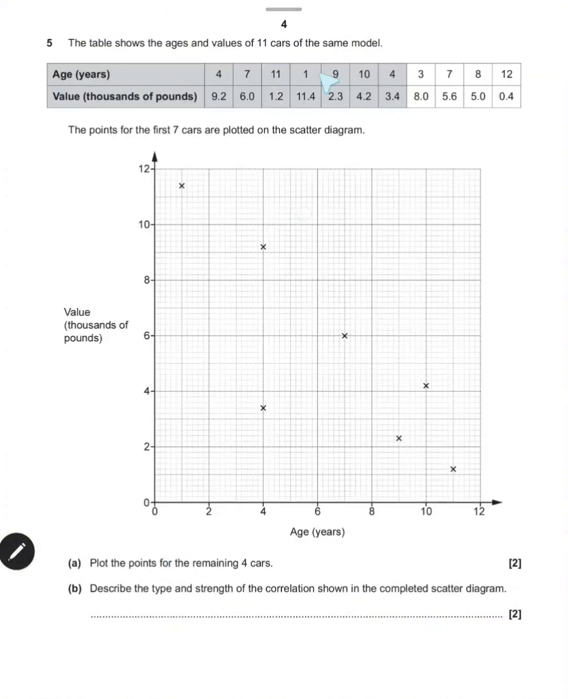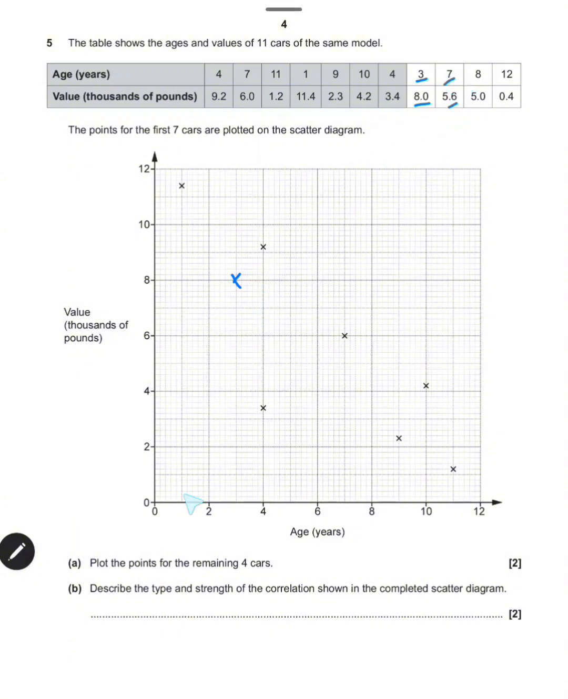Question 5, we're looking at a scatter graph. We're talking about age against value of some cars. The first 7 are plotted, and we've just got to plot the remaining 4. So here I'm going across to 3 and up to 8.0. Age is down here. So across to 3, 2, 3, 4, and up to 8 or 8.0.